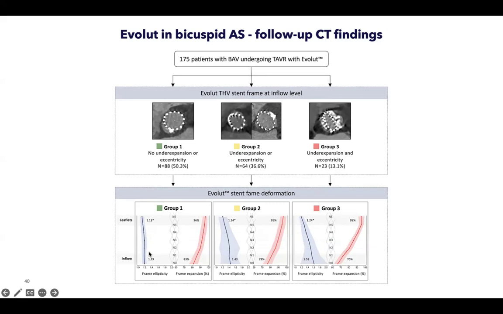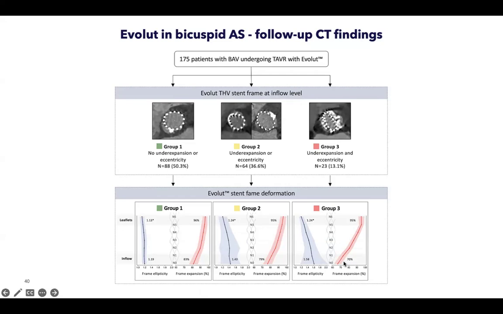However, you see here the Evolut stent frame from the inflow to the leaflet level, from node 0 to node 6, for the 3 different groups. You see indeed for group 3 that the stent frame can be extremely underexpanded, less than 70% of the nominal stent frame diameter. The valve is on the inflow with an extreme frame ellipticity of 1.6. But if you work with a valve with a supra-annular leaflet position, you don't really have to care.